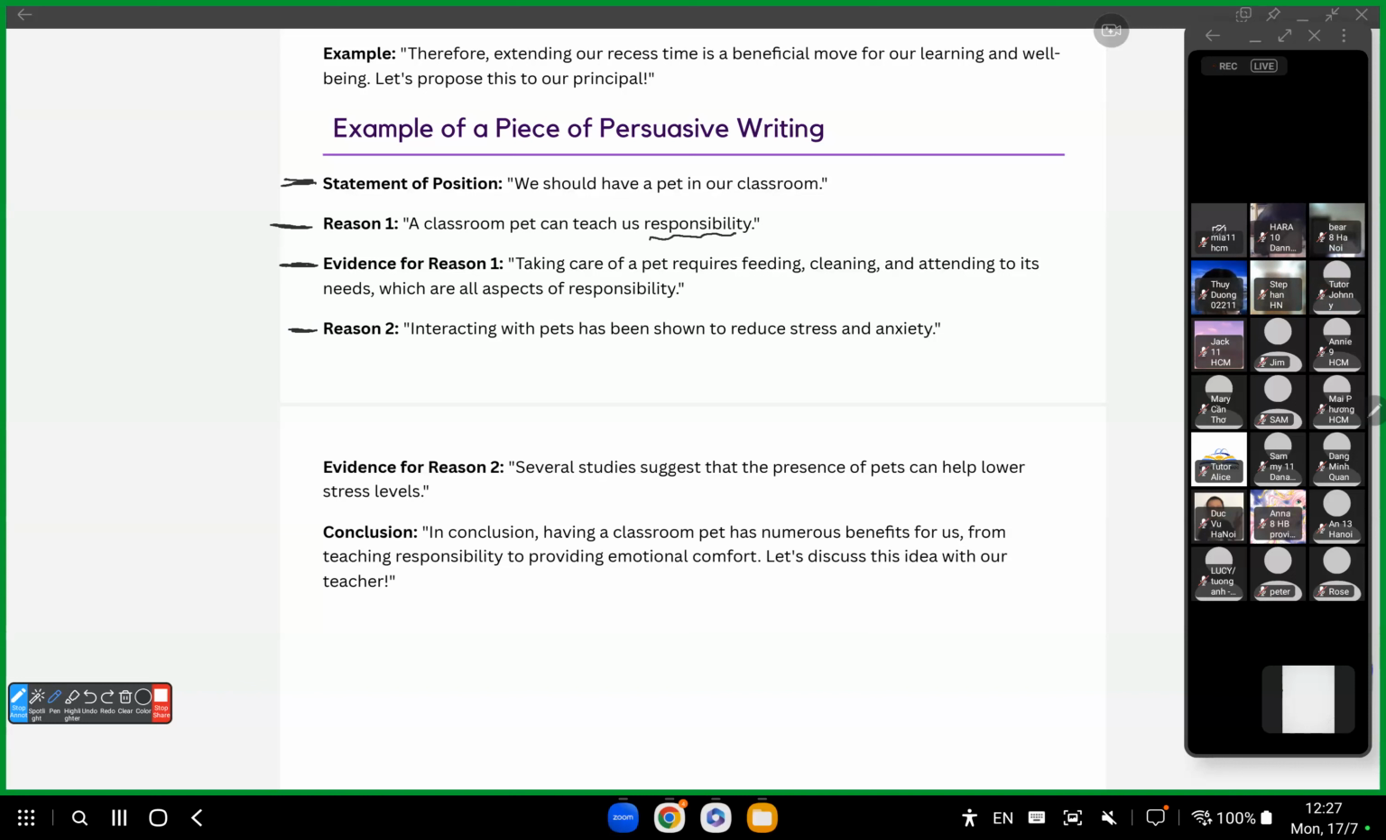Interacting with pets has been shown to reduce stress and anxiety. And then we go on to give them some evidence for our second reason, something that helps them believe what we're saying. Several studies suggest that the presence of pets can help lower stress levels. And finally, we have our conclusion here. In conclusion, having a classroom pet has numerous benefits for us, from teaching responsibility to providing emotional comfort. Let's discuss this idea with our teacher.